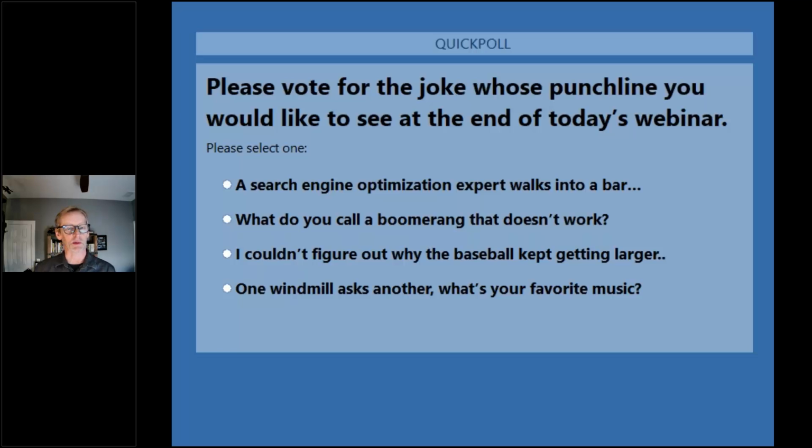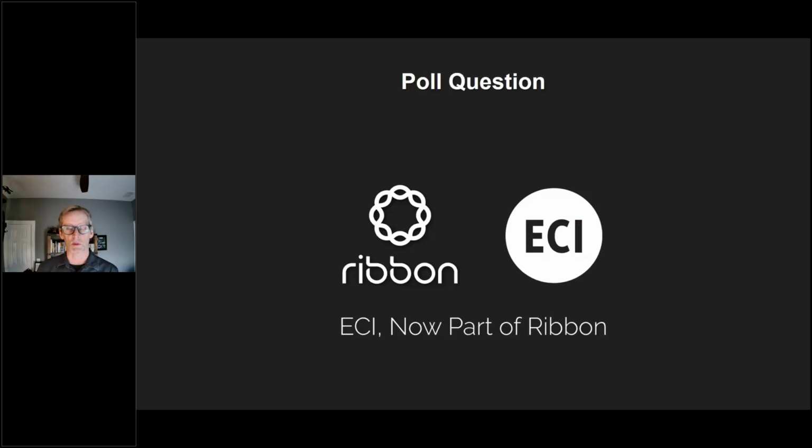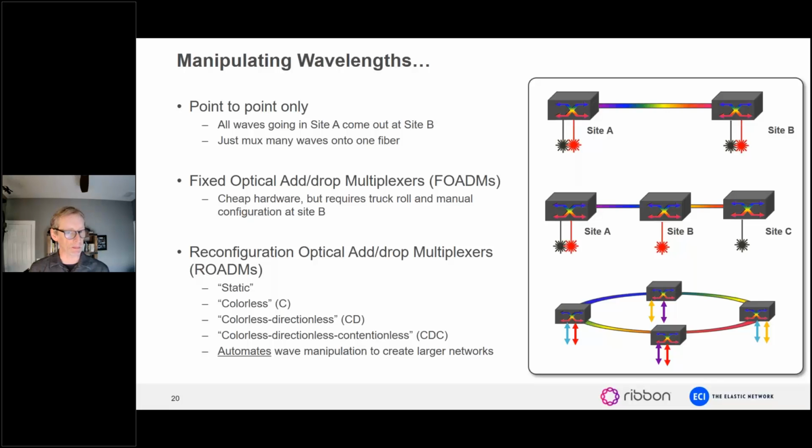Okay, let's get back to our problem here. We're talking about line systems. We talked about wavelength division multiplexing and what determines how much spectrum you actually use when you're multiplexing those wavelengths together. Let's talk now a little bit about manipulating the wavelengths that you've created with the spectrum that you wanted them to possess. And we'll get back to the punchline for the joke at the end of the webinar, so you must stick around for that.